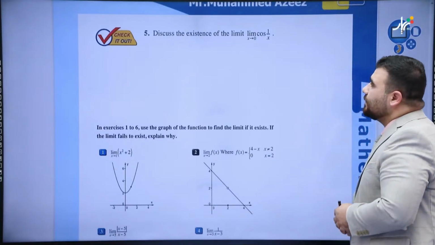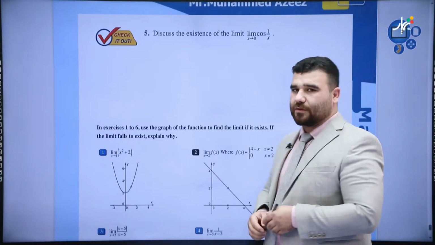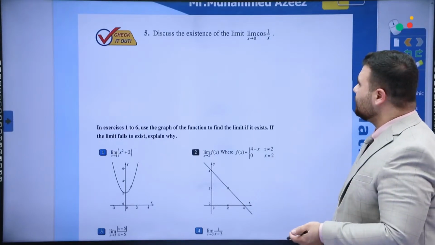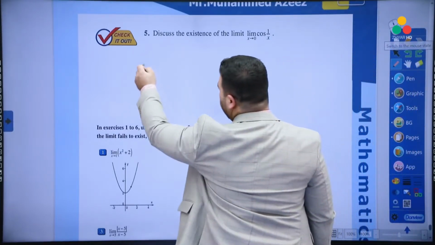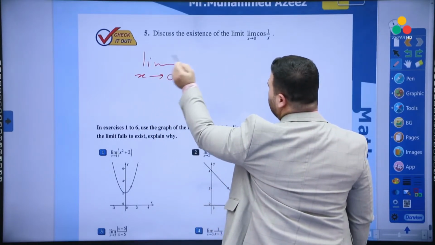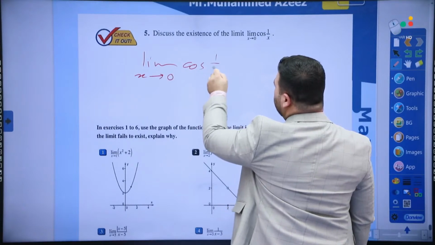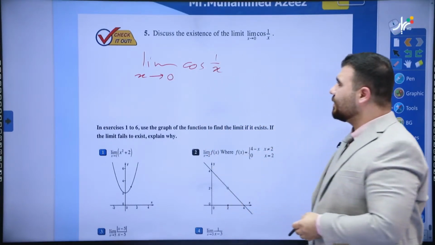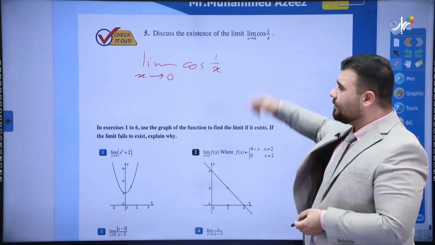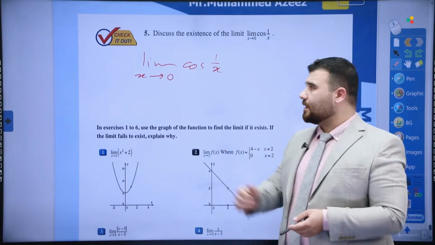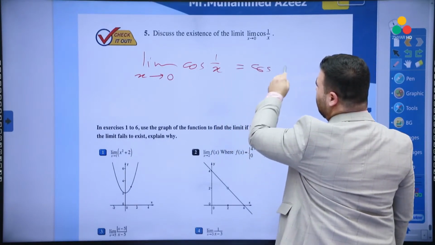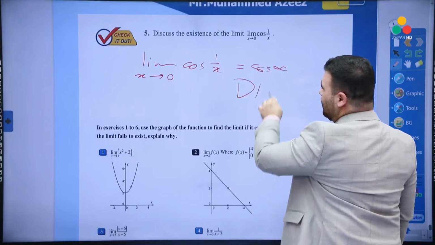Discuss the existence of the limit as x approaches 0 of cosine 1 over x. For the same reason, the limit of cosine 1 over x as x approaches 0 does not exist. The reason is its oscillating behavior. It is a very fast wave function between negative 1 and 1, and the limit here does not exist. If we directly put 0, it will be cosine infinity. So this one does not exist.